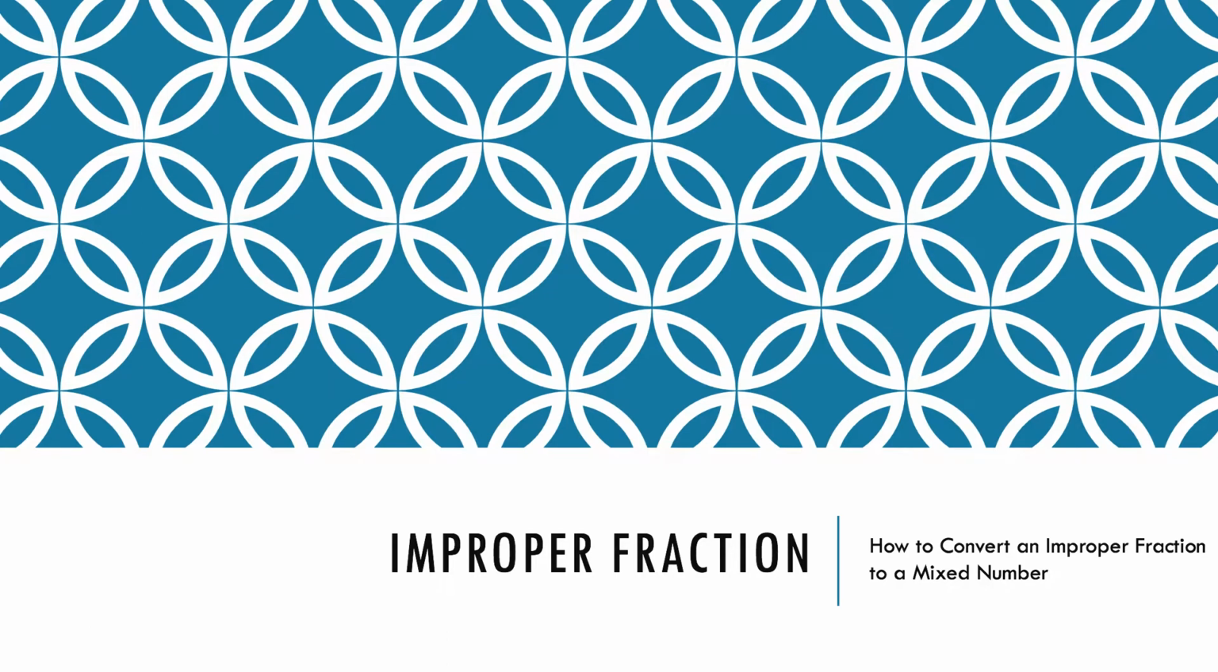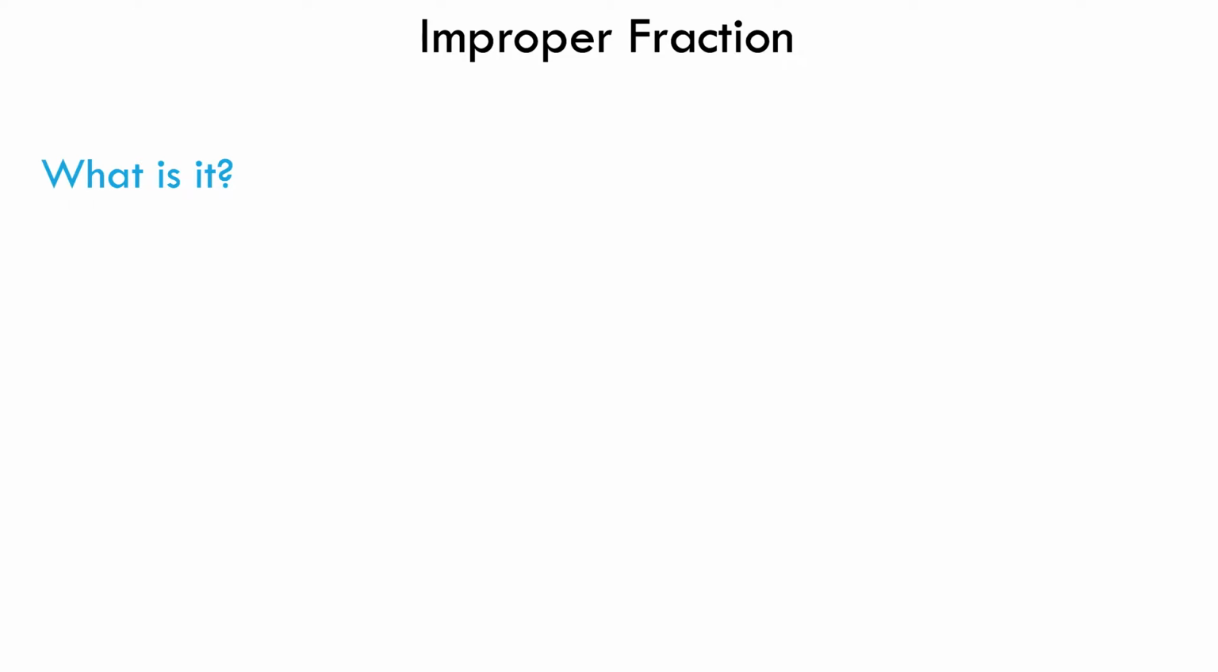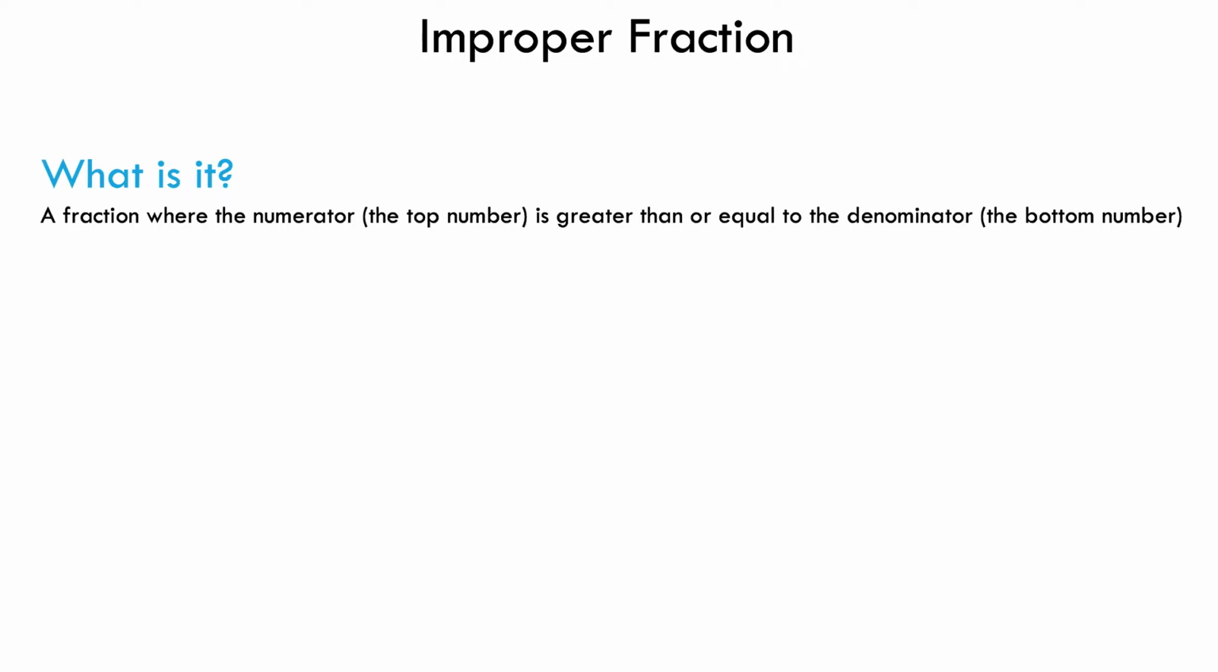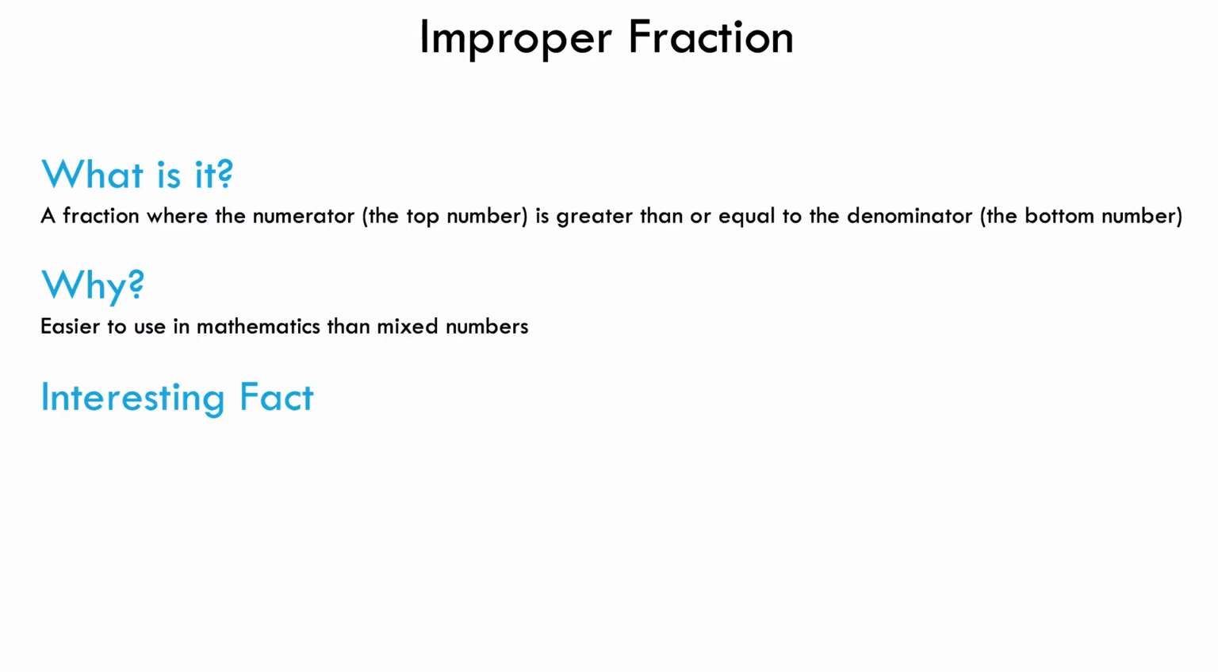Improper fraction. How to convert an improper fraction to a mixed number. What is it? A fraction where the numerator, the top number, is greater than or equal to the denominator, the bottom number. Why? Easier to use in mathematics than mixed numbers.